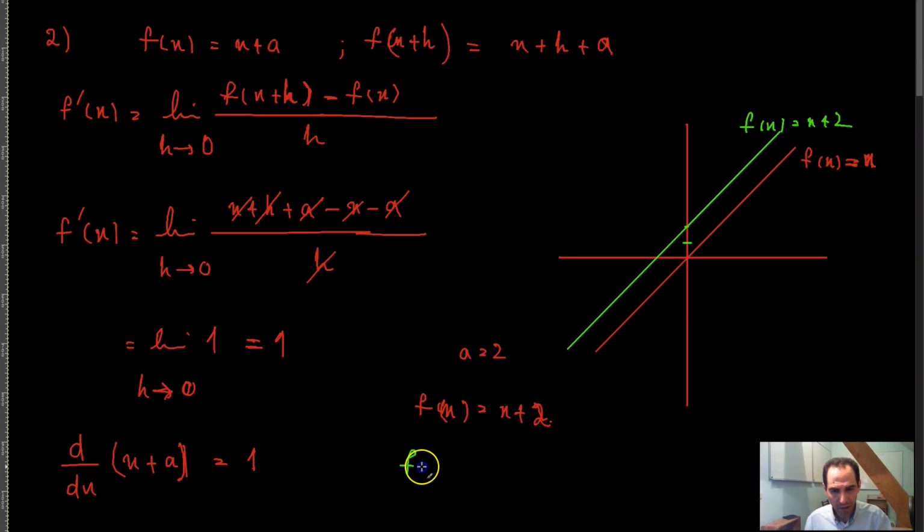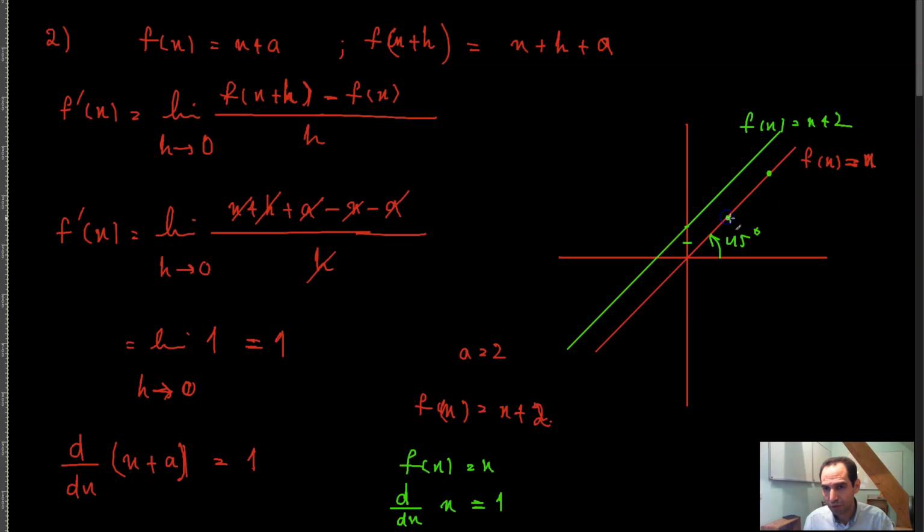Meaning that if you had f of x is equal to x, and if you found the derivative of this function, you would find that d by dx of x is also equal to 1, which is the slope of this line over here, the slope of this red line. The slope of this line is 1, because it makes a 45 degree angle with the positive direction of the x-axis.